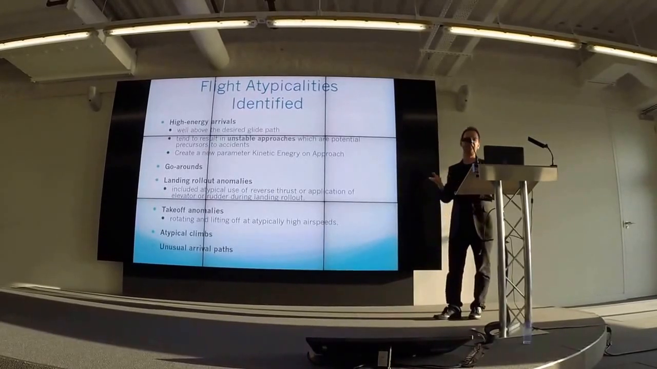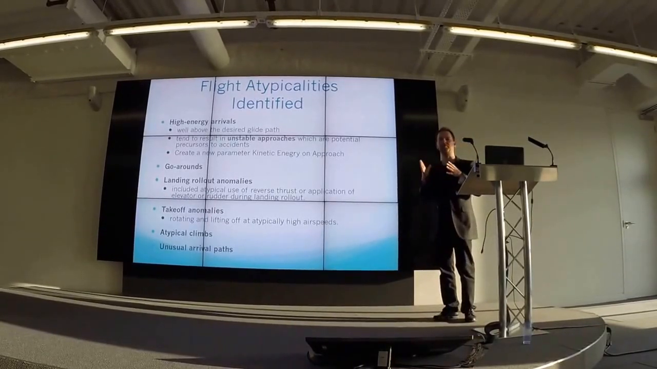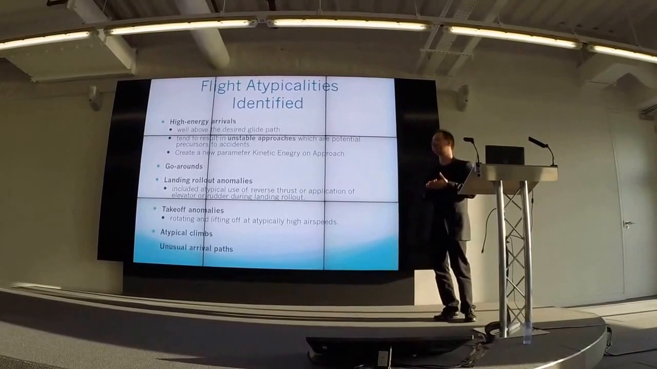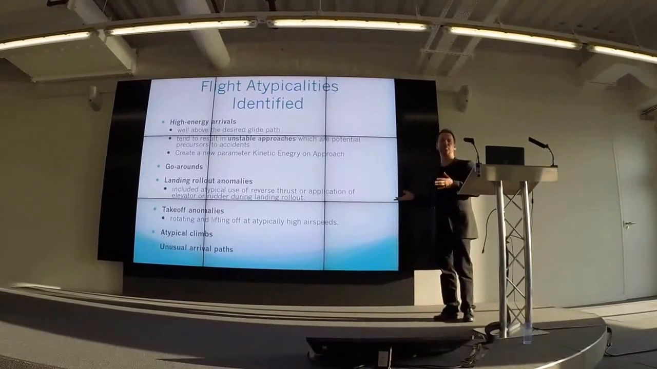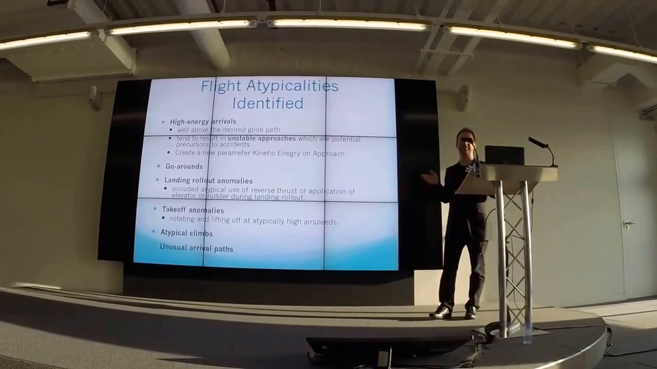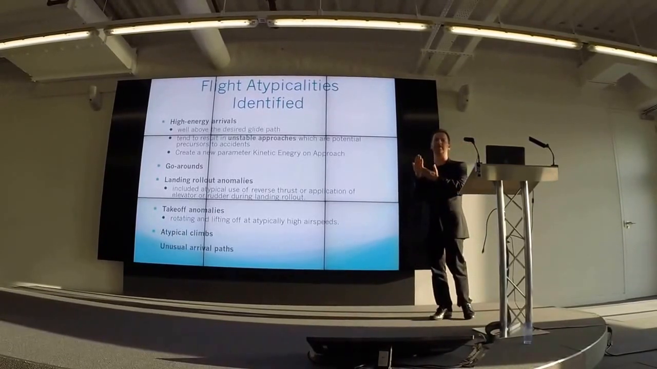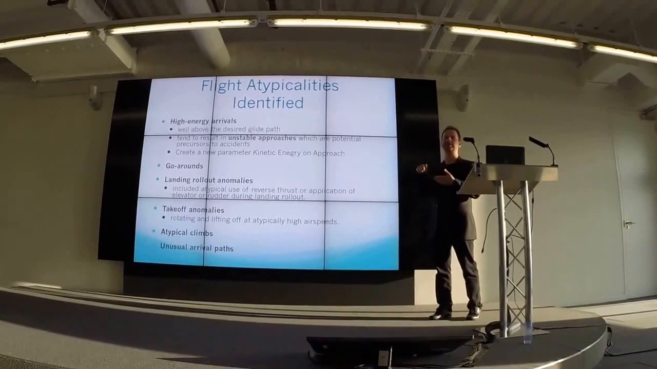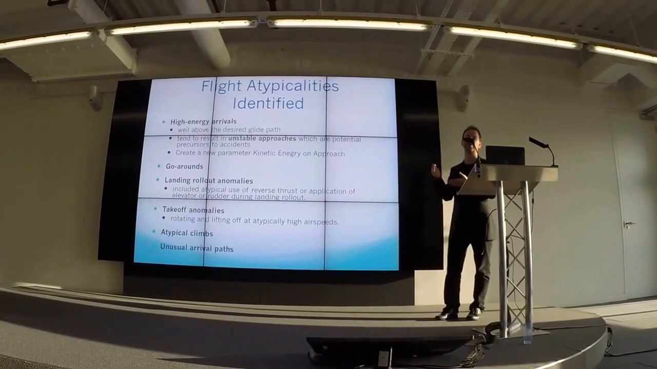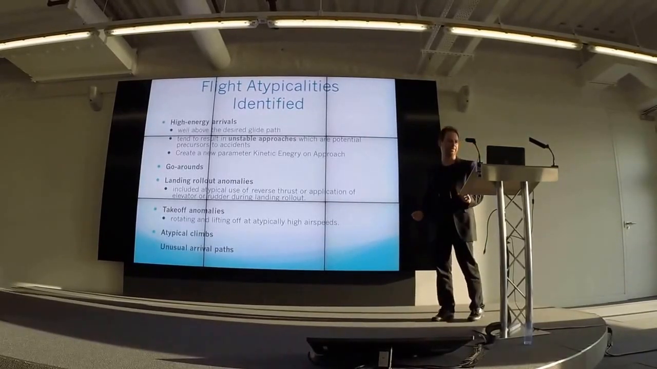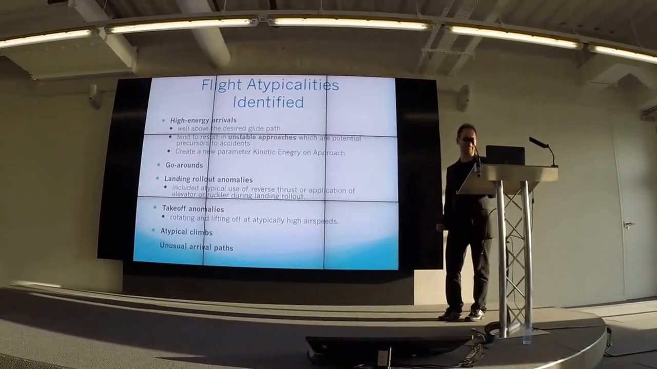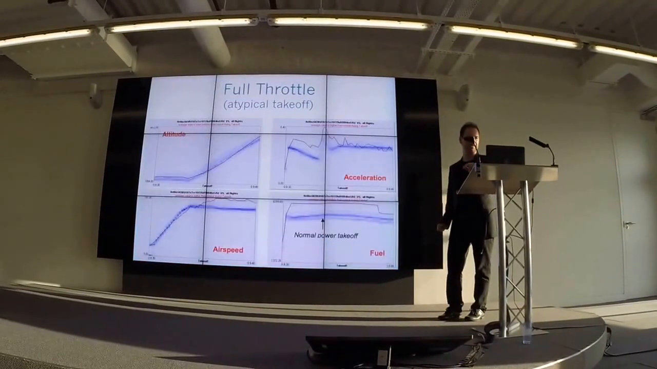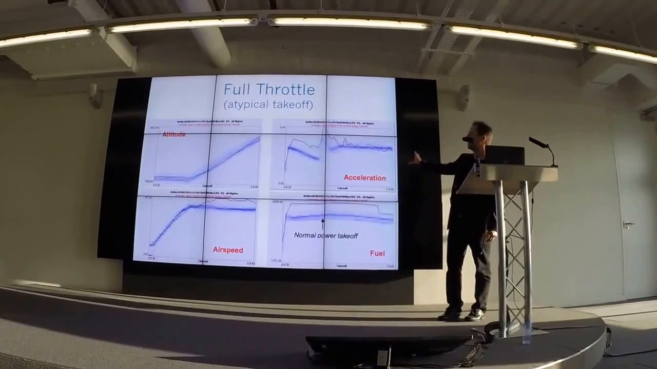So what NASA learned from this was, okay, we need to monitor the energy at approach. And they created a new parameter called the kinetic energy on approach, which then the pilot can be told exactly when that's going to fly, in order to either abort the approach or do something else. As well as other anomalies that I don't have time to go through right now. This is just one atypicality.